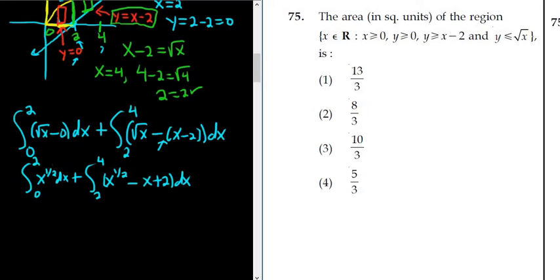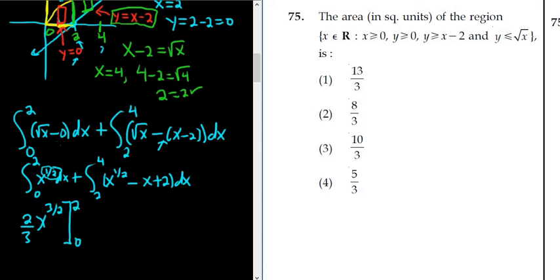So we can just use the power rule here, right? We add 1. So 1/2 plus 1 is really 1/2 plus 2/2, which is 3/2. So this is x to the 3/2. And then when you divide by 3/2, you really multiply by 2/3. And we're going from 0 to 2.